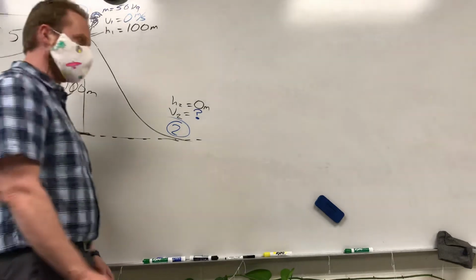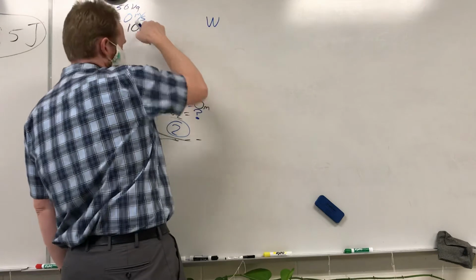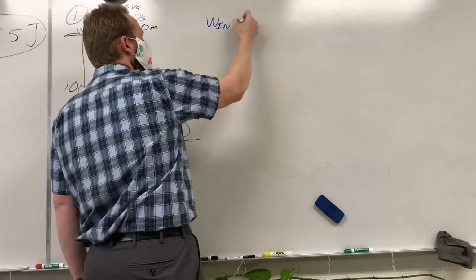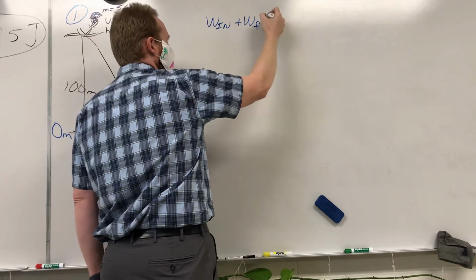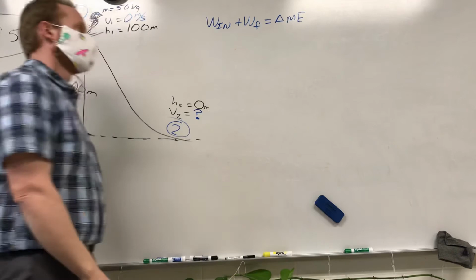But we're at the top of the hill, so we're going to say, hey, let's do it. Now this is where that really long equation starts. It's a two-location problem. So because it's a two-location problem, we can say the work in plus the work done by friction is equal to our change in mechanical energy.